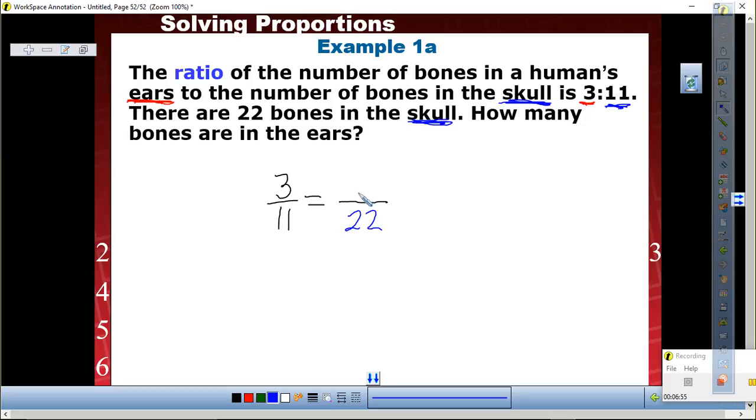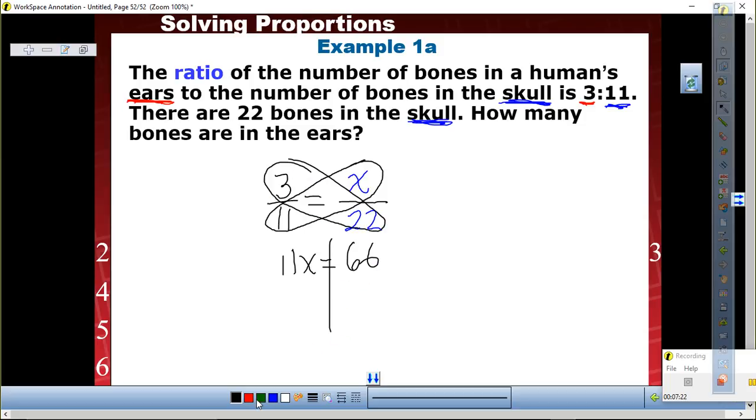Is that correct? Okay, I don't want that for right now. What I want us to do is practice proportion. So this is going to be our x. And how do we solve this? Revisiting this from past years, cross multiply, starting with a variable. What is 11 times x? 11x equals, what is 3 times 22? 66, and now we can solve this, yes? Divided by 11, x equals 6 bones in the ear.